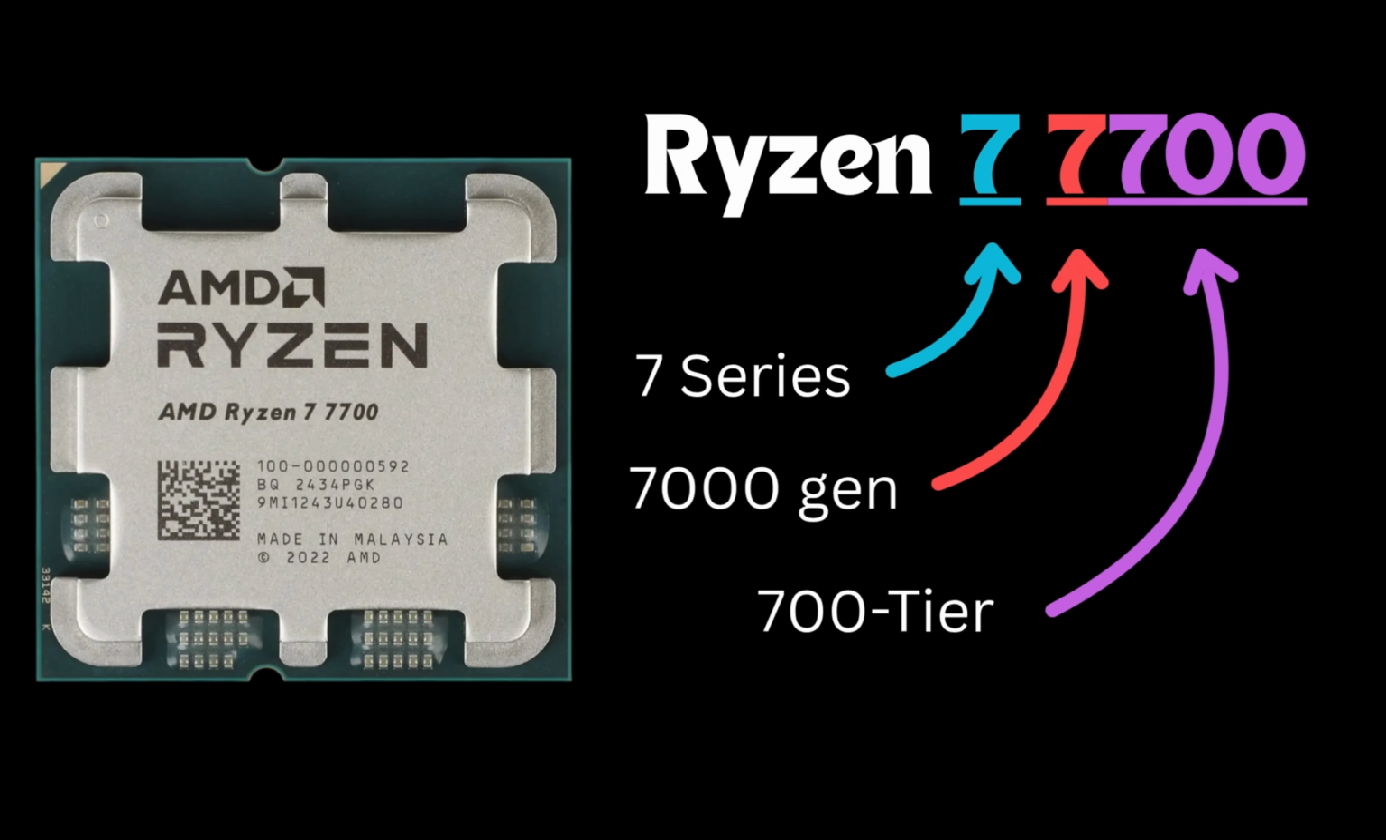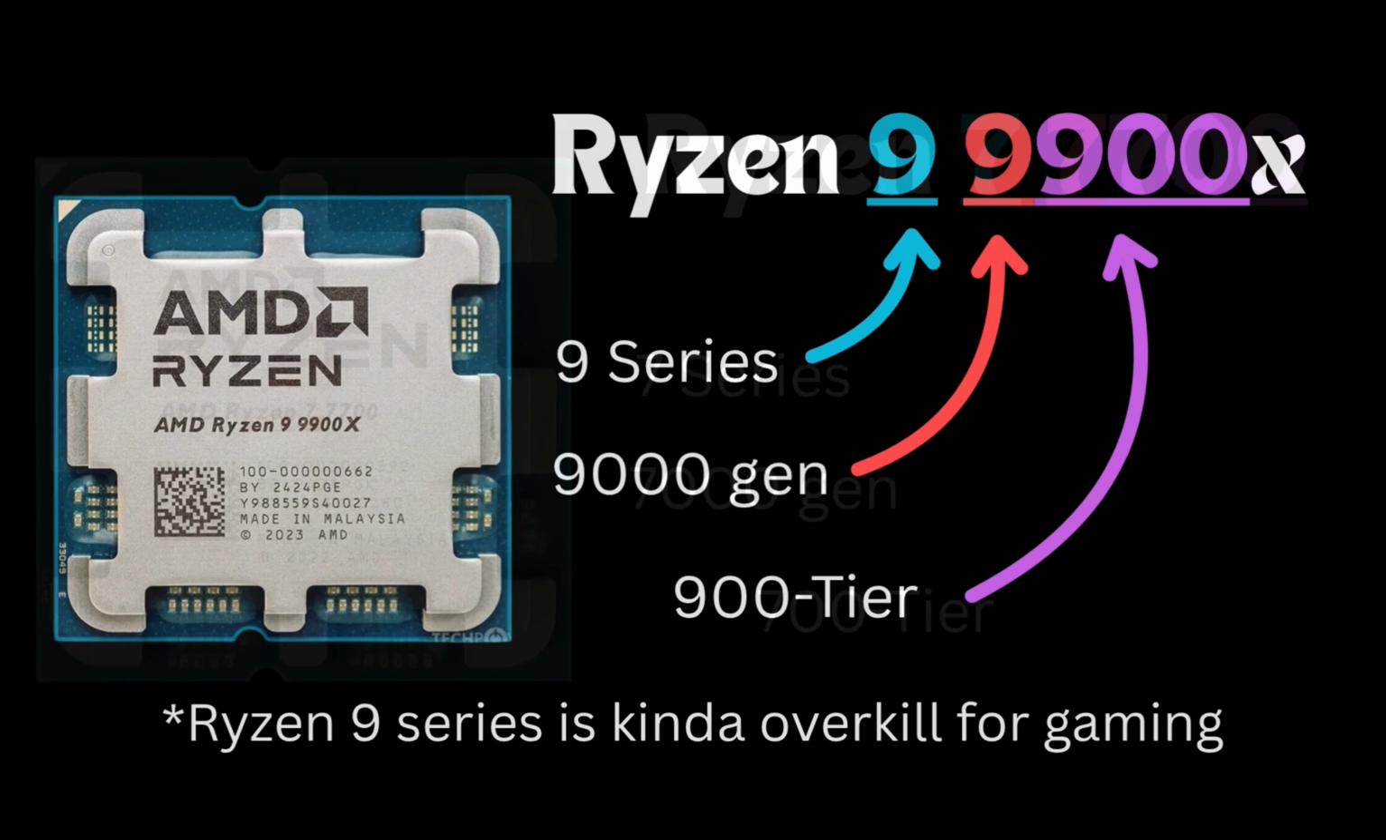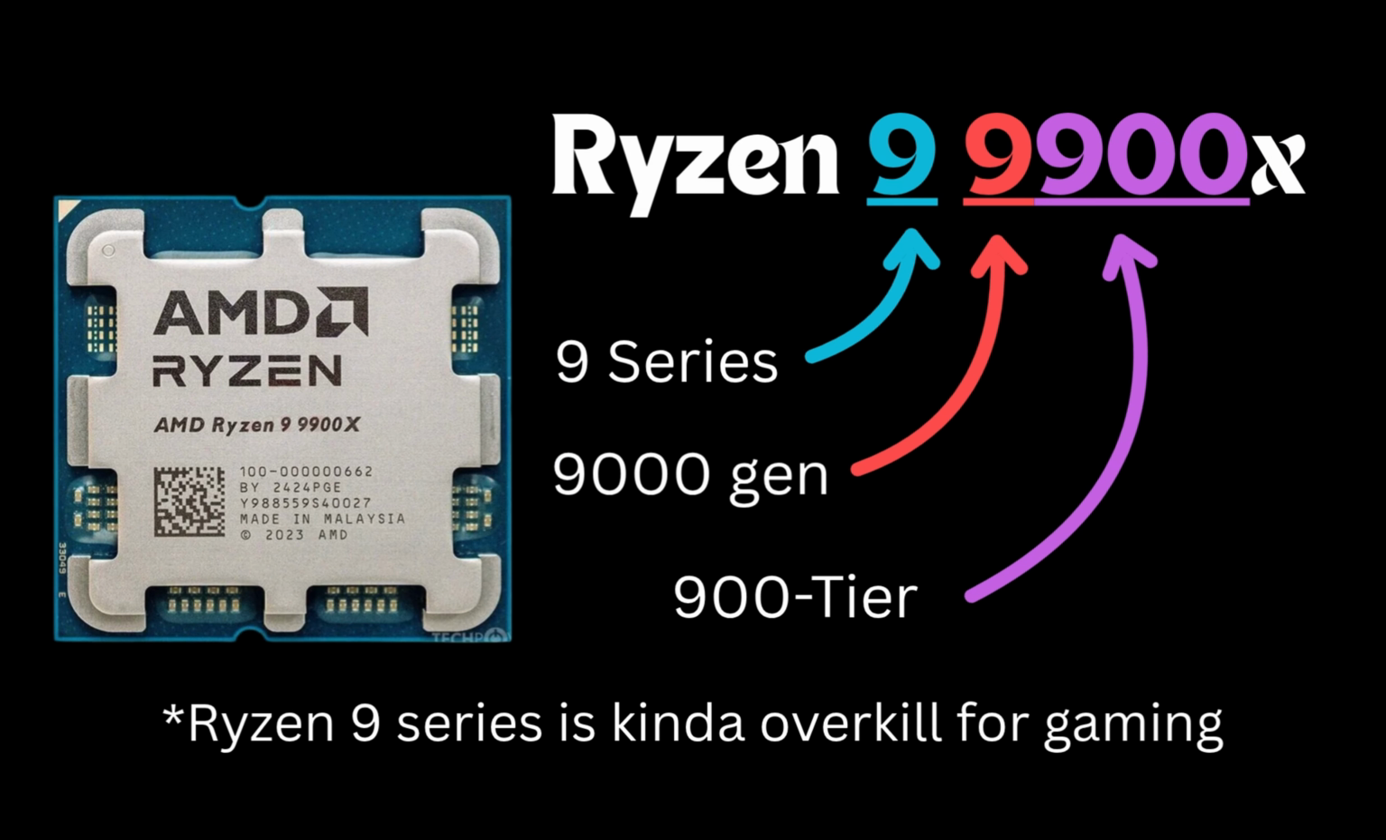The Ryzen 7 is high performance, suited for heavier workloads like streaming or content creation. Another example is the Ryzen 7 7800 X3D. The Ryzen 9 is AMD's most powerful consumer CPUs. It is designed for heavy multitasking, professional work, or extreme gaming performance. For example, the Ryzen 9 9900X.